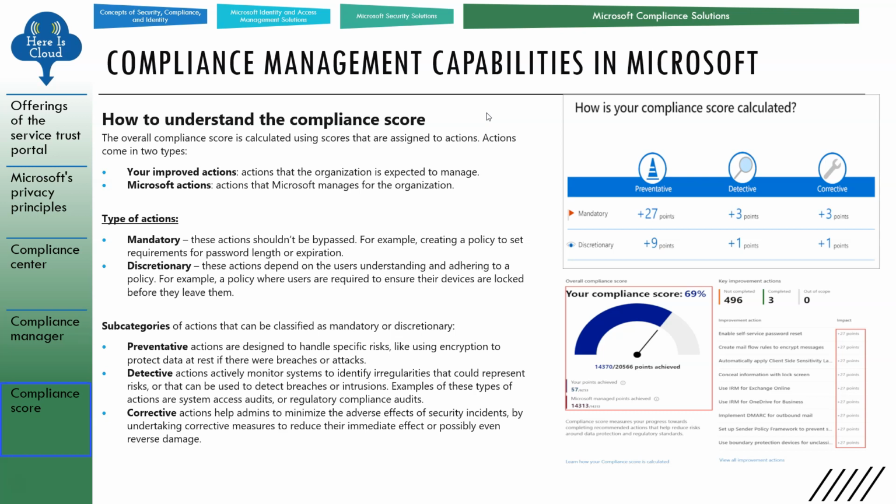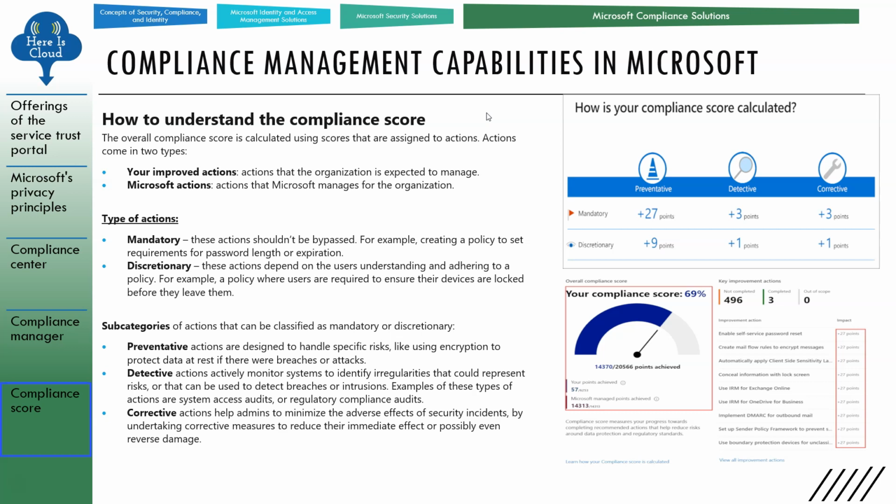The overall compliance score is calculated using scores that are assigned to actions. The actions come in two types: your improvement actions or Microsoft actions. Your improvement actions are those that the organization is expected to manage, and Microsoft actions are actions that Microsoft manages for the organization. And types of actions could be mandatory or discretionary.